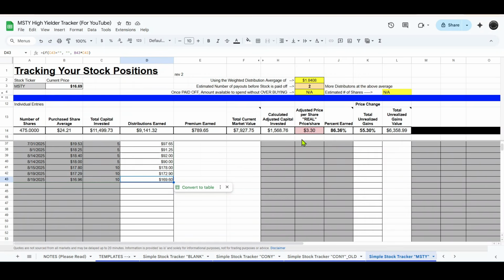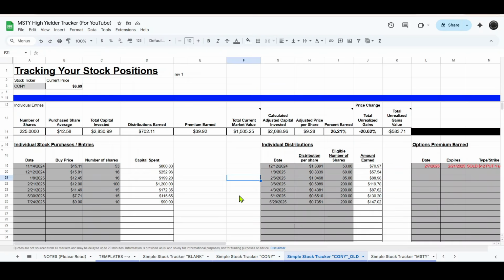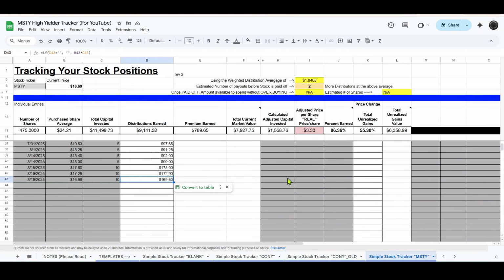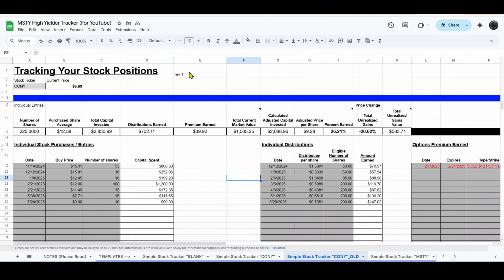Now let's just go ahead and update CONY while we're here. All right, so here we are on my CONY position. And if you notice, this one is a Rev 1 up here. You can see Rev 1. And my MSTY is Rev 2. And as you can see, I'm doing a little bit of different calculations up here versus my Rev 1 where it does not have that. So if yours is the Rev 1, you can always update it to Rev 2 by just going back to that same link and getting the Rev 2, and then just move your data right over to the new sheet.